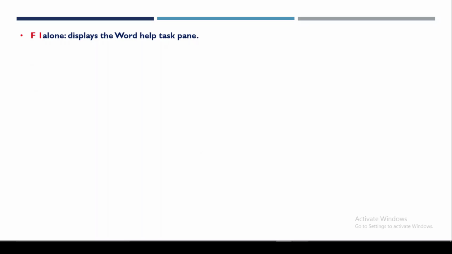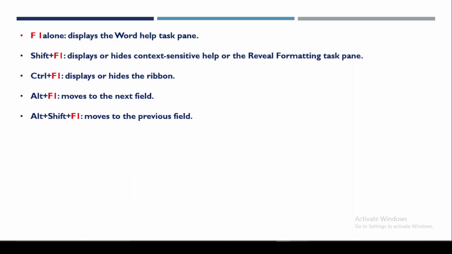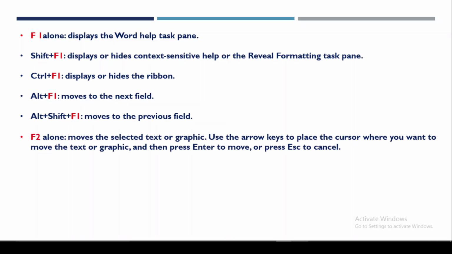F1 alone displays the Word Help task pane. Shift plus F1 displays or hides context sensitive help or the Reveal Formatting task pane. Control plus F1 displays or hides the ribbon. Alt plus F1 moves to the next field. Alt plus Shift plus F1 moves to the previous field.